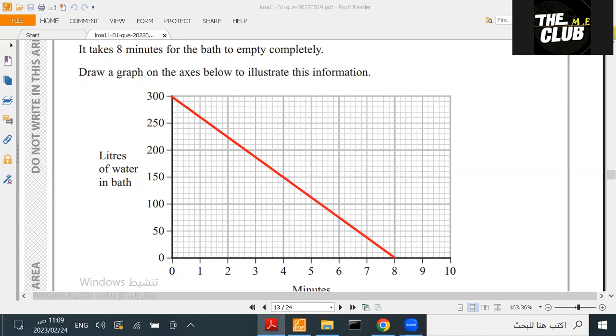So a straight line because of a constant rate, and it started at 300 liters. Focus on the question: it started at 300 liters. After 8 minutes, it became 0 liters. That's the idea, okay? And this is the answer of this question. Now, let's move on to another question.